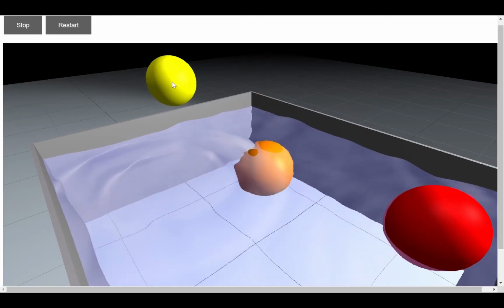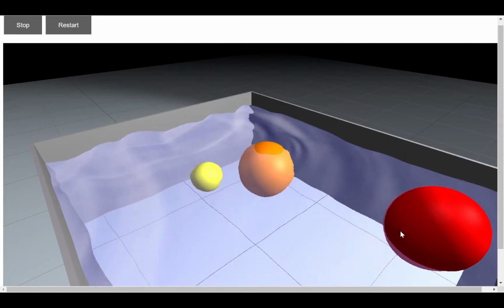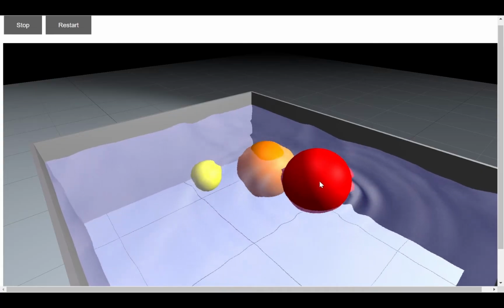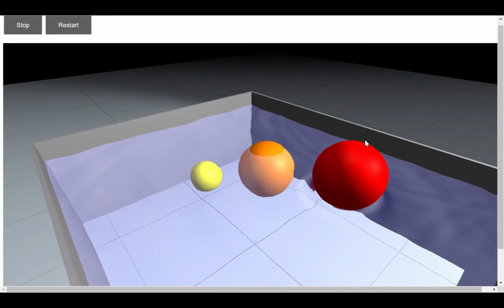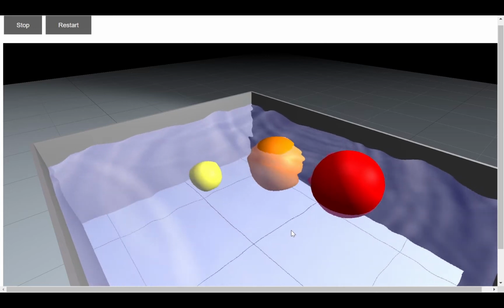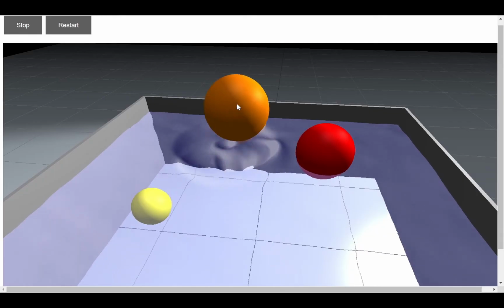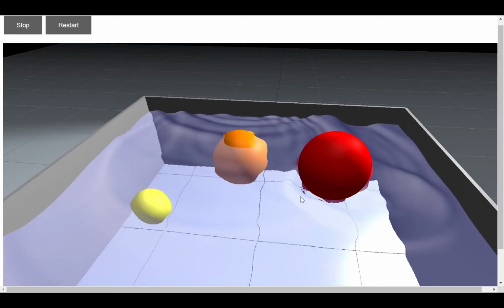The density of the yellow ball is larger than the density of water, so it sinks to the ground. The densities of the orange ball and the red ball are lower than the density of water, so they float on the surface. Since the density of the orange ball is larger than the density of the red ball, it is more immersed in the water.